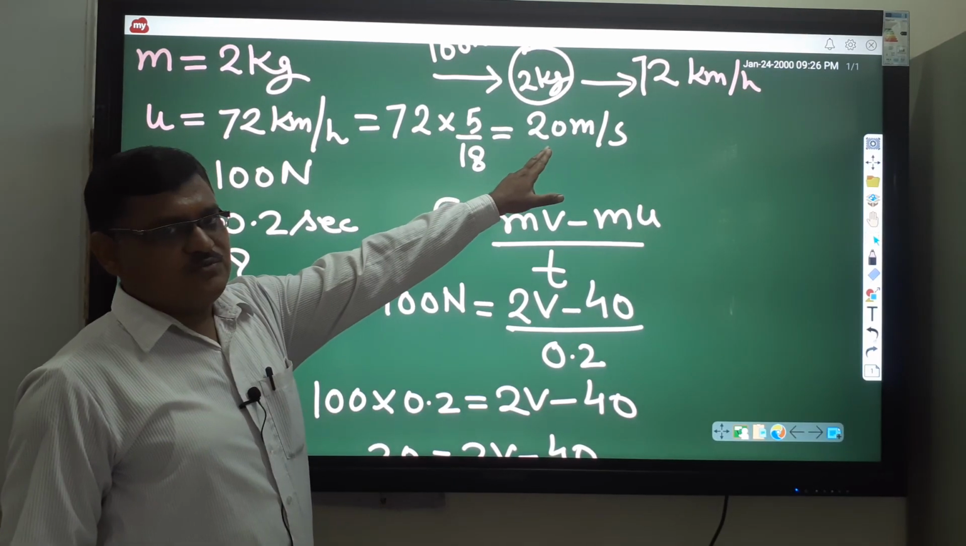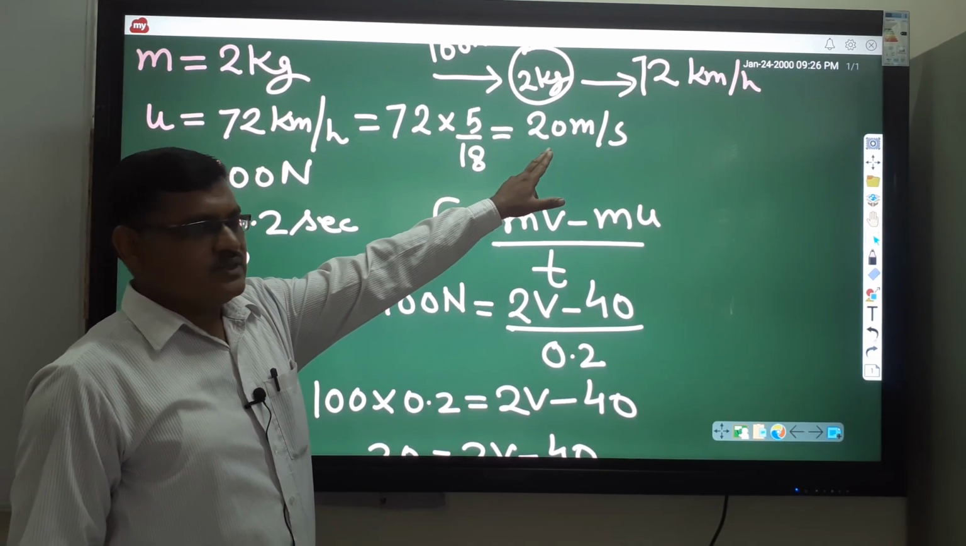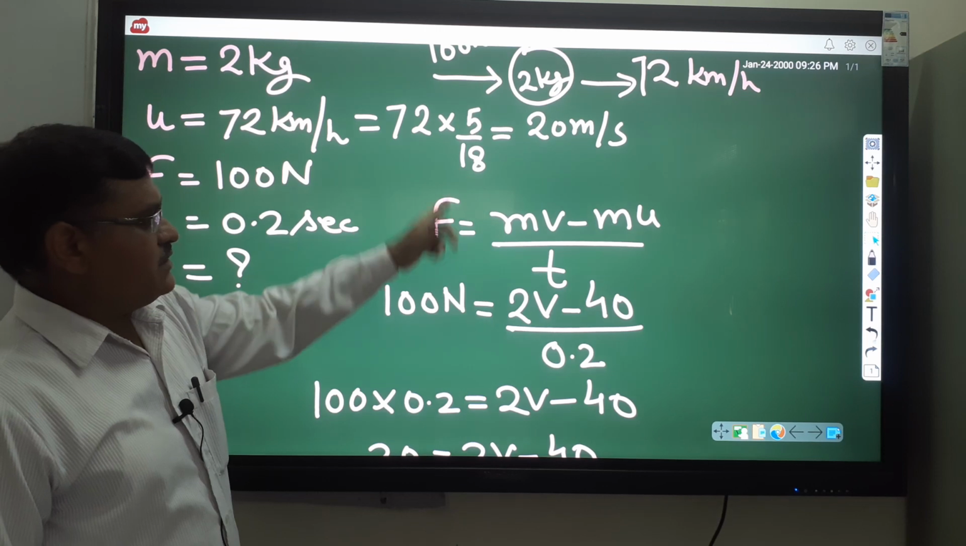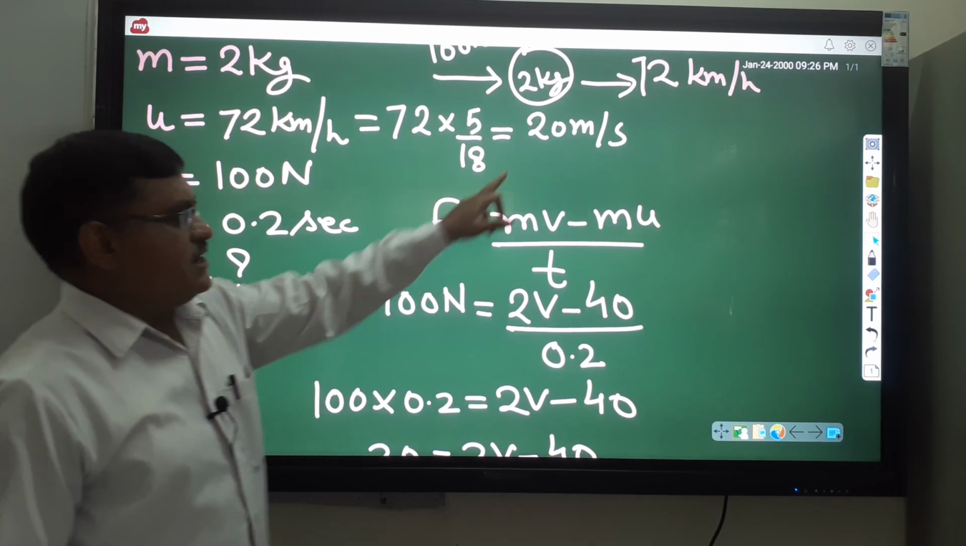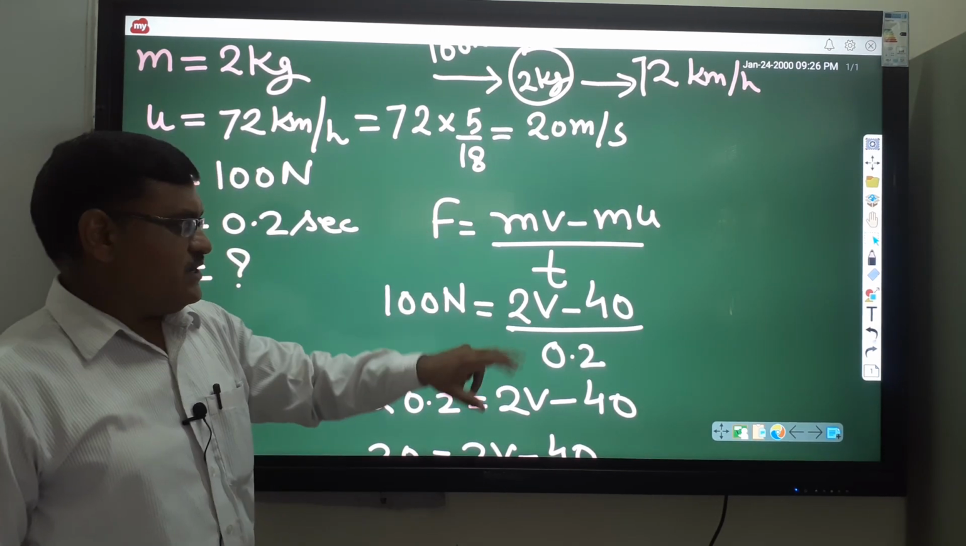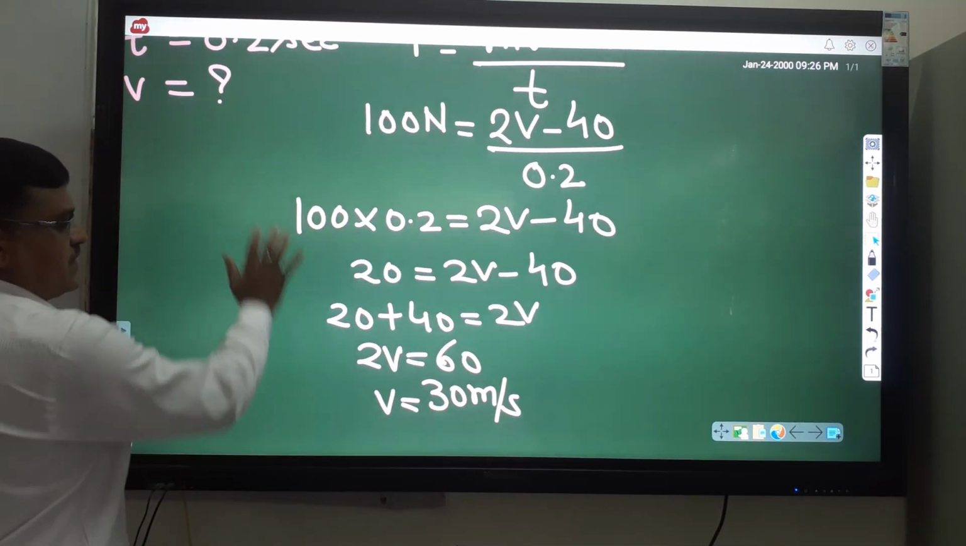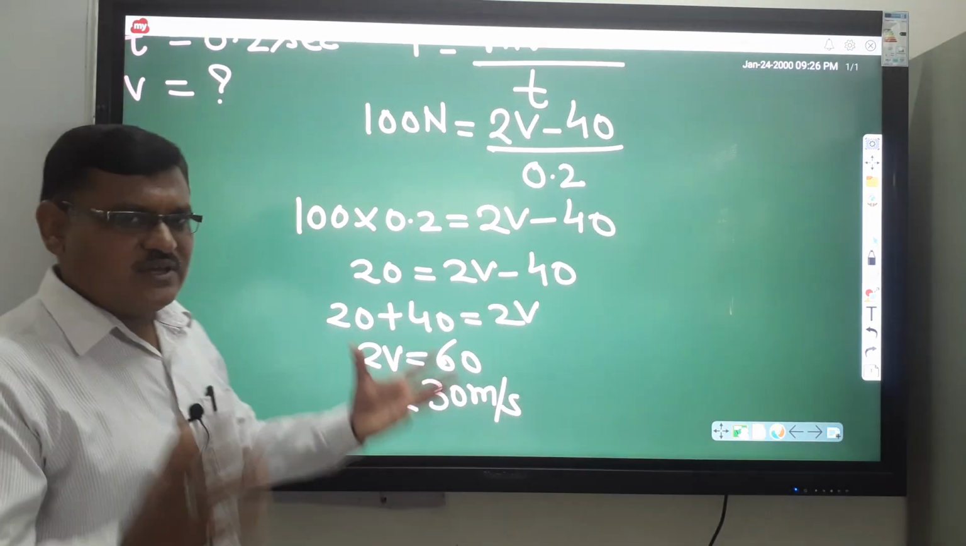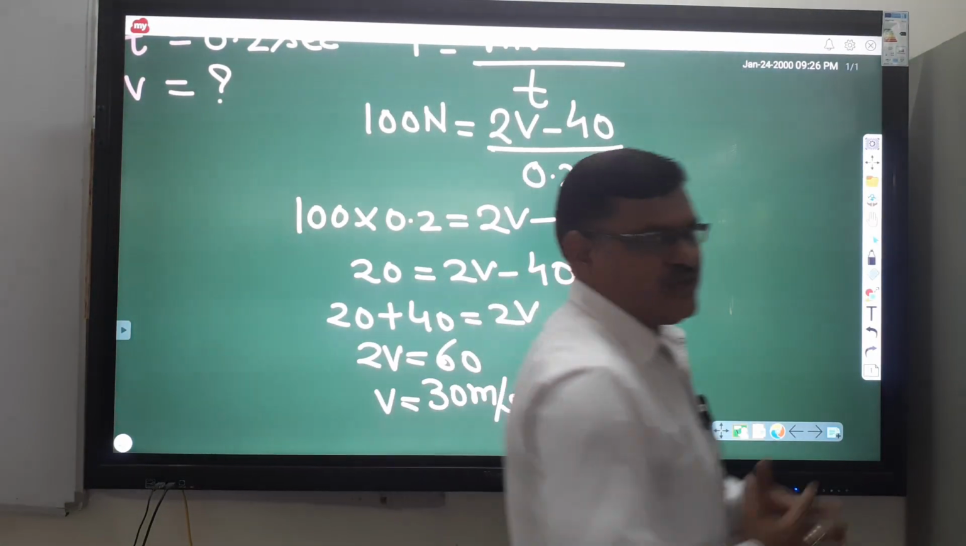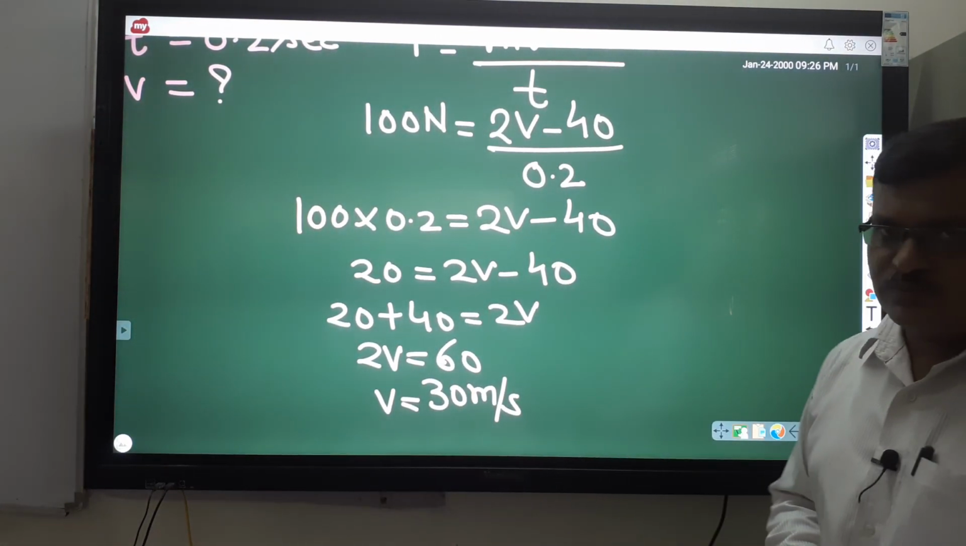Initially the velocity of the object is 20 meter per second. Some force is applied on it, which is 100 Newton. Initial velocity is 20 meter per second, we need to find the final velocity, and the final velocity is coming out to 30 meter per second. In this way, we can solve various numericals based on Newton's second law of motion.